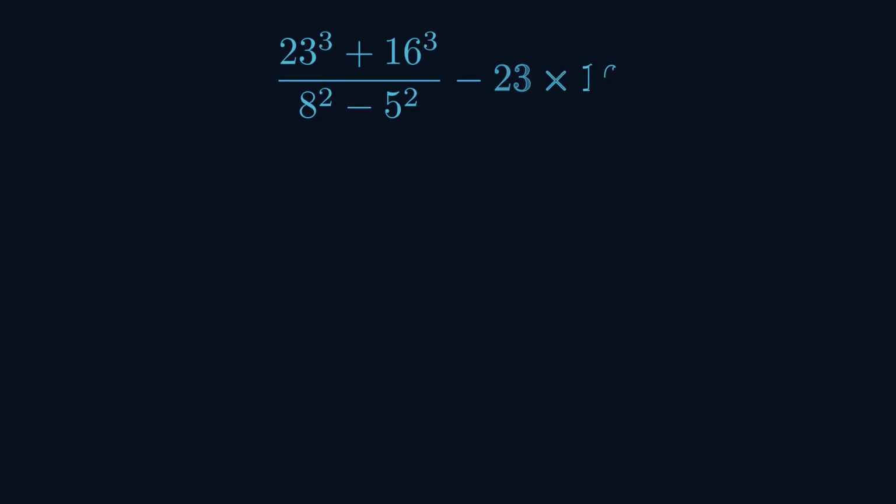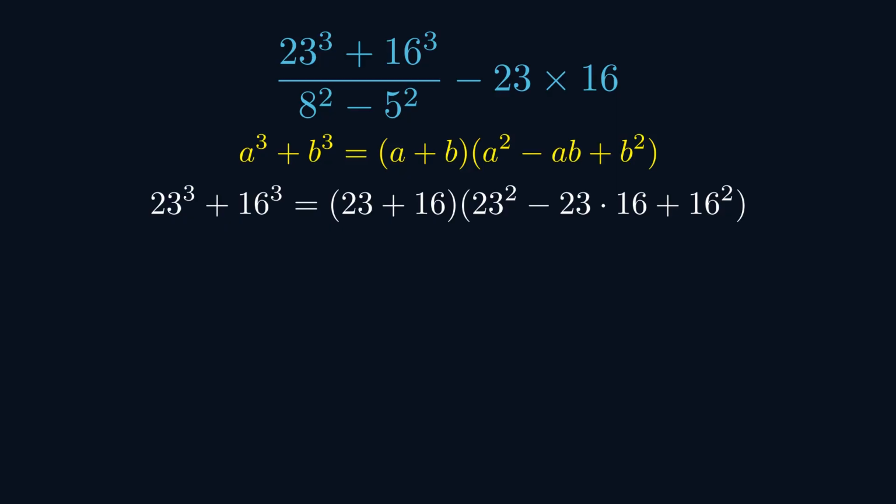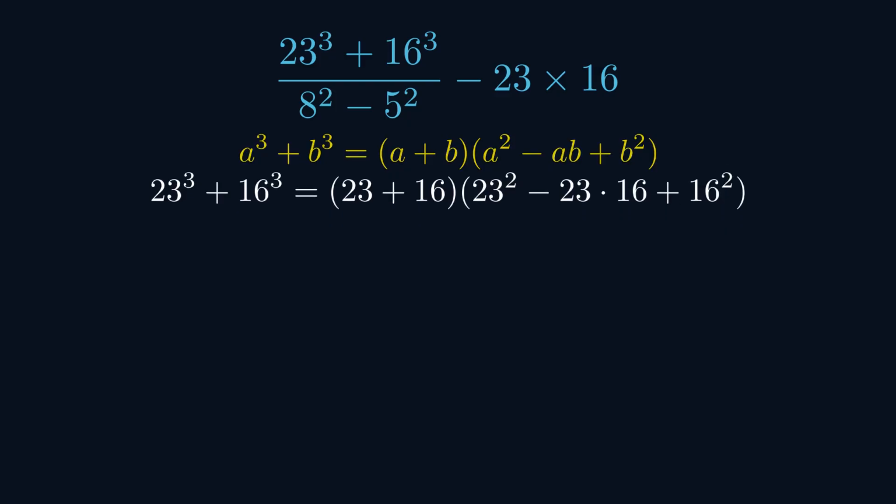We are asked to simplify the expression (23 cubed plus 16 cubed) divided by (8 squared minus 5 squared) minus 23 times 16. We notice the numerator is a sum of cubes. The formula is a cubed plus b cubed equals (a plus b) times (a squared minus ab plus b squared). So, 23 cubed plus 16 cubed becomes (23 plus 16) times (23 squared minus 23 times 16 plus 16 squared).